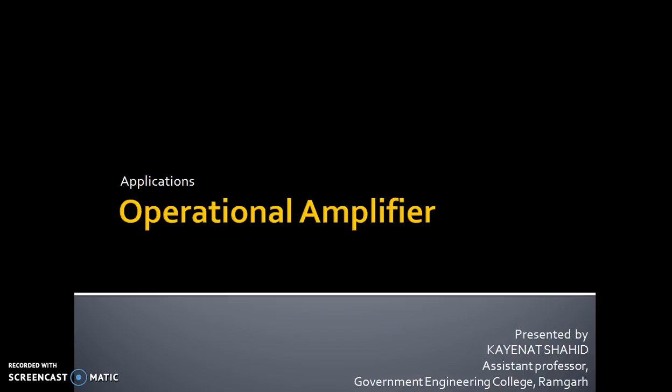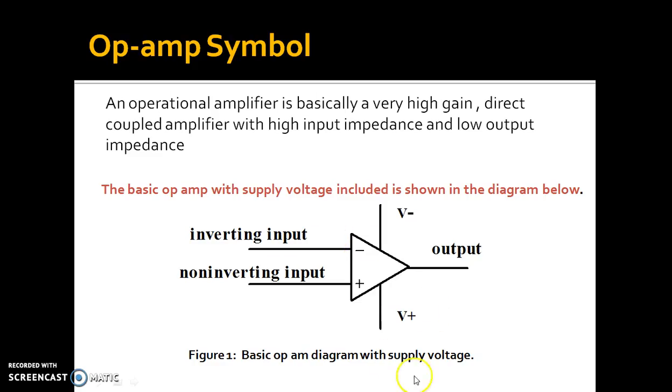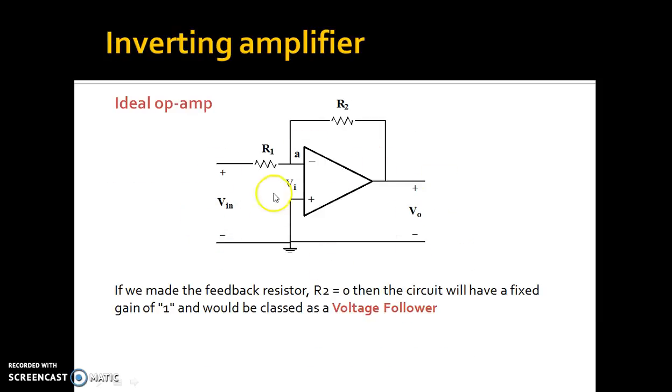I am going to discuss few applications of it. This is the basic symbol as we have discussed earlier, having two input terminals and two power supply and one output terminal. The op-amp can act in many applications by having different feedback path and input resistances, like those.